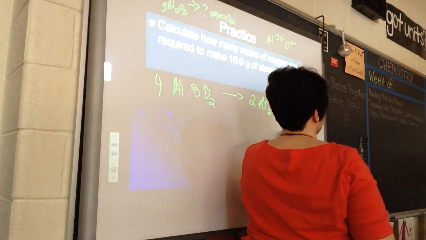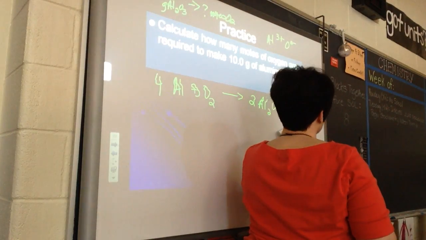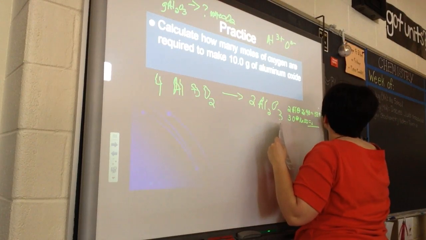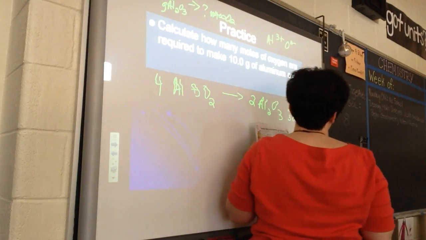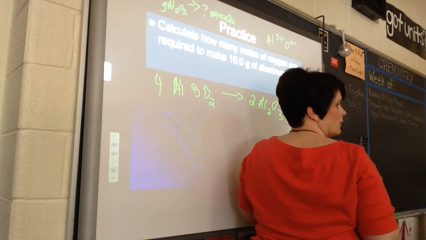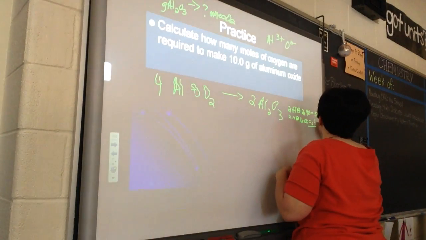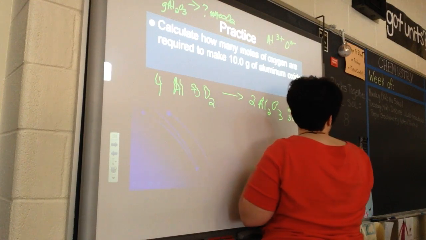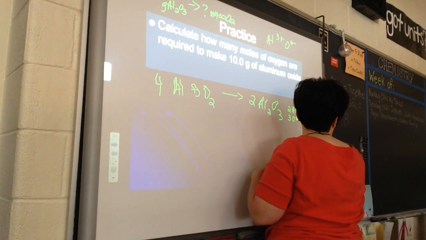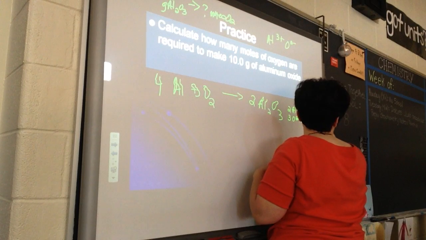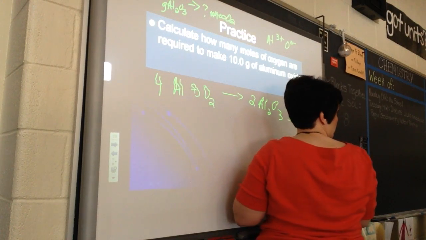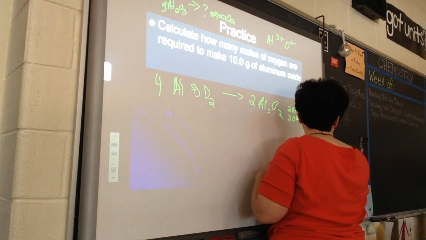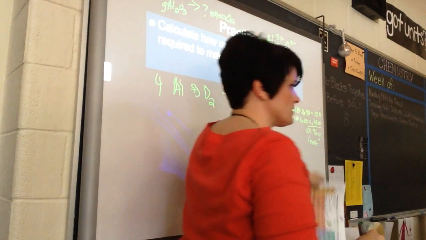What is this? 2 aluminums. 53.96. Ooh, that's good. 3 oxygens. 32.48. For a total of? Say again. 101.96. Grams is equal to what? 1 mole. Thank you. Always. Question mark grams is always equal to 1 mole.